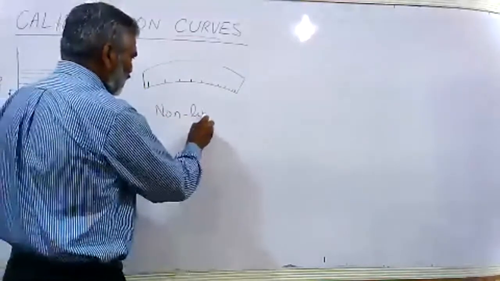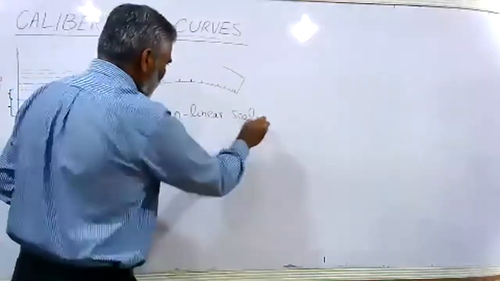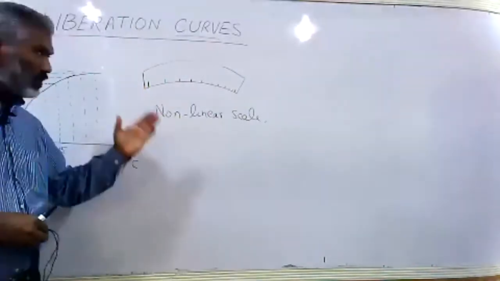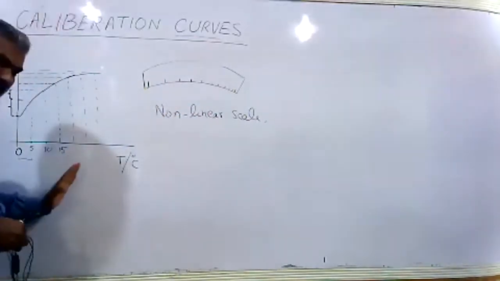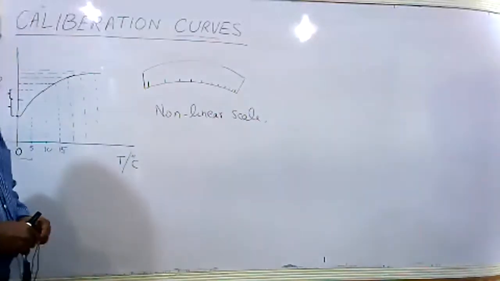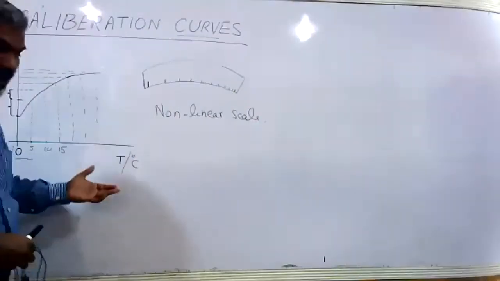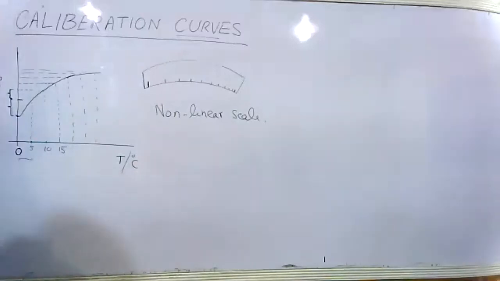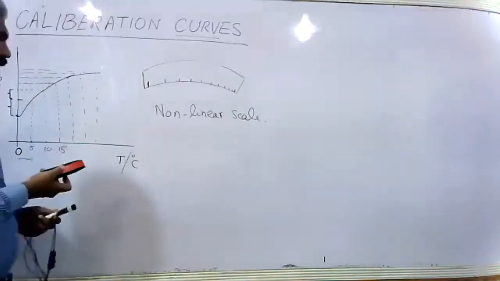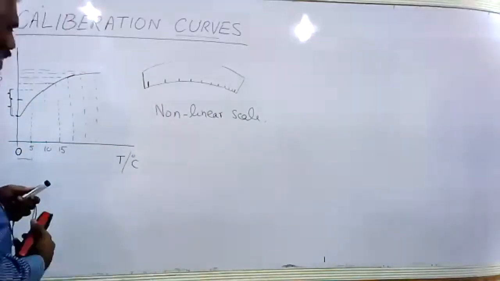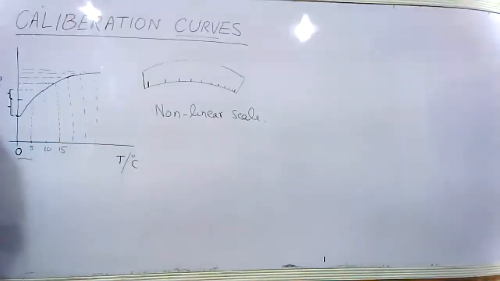A non-linear scale simply means that we have different sizes of divisions. So for equal change in temperature, the change in resistance is not the same. So there is a non-linear change in the resistance, in any physical quantity that we are studying, and as a result we have a non-linear scale. But what happens when the curve is opposite? What will this curve look like if it is initially a small size of the division and it increases as we go to the higher temperatures? Let's have a look at that curve as well.